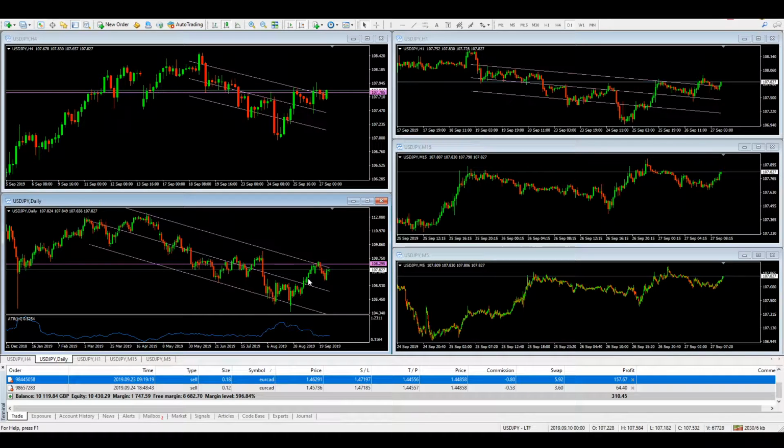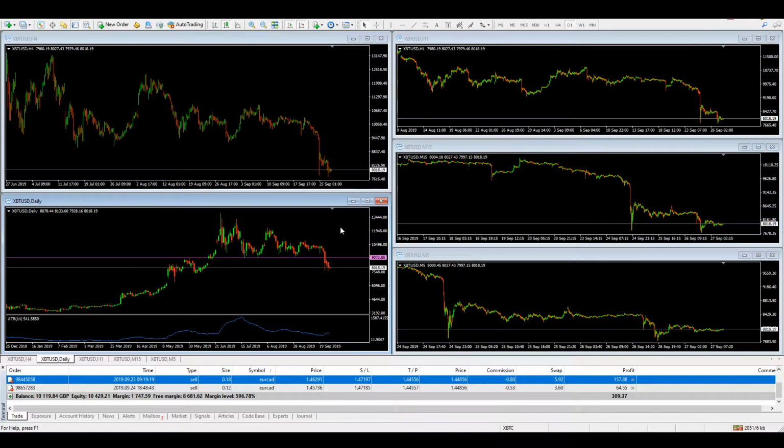USDJPY. Same thing. Bearish intent, but there's a very decent bullish intent as well in the retrace, this move here. So pass until there's more information. And Bitcoin, no, would not be trading that at the moment either. So that's it for today.